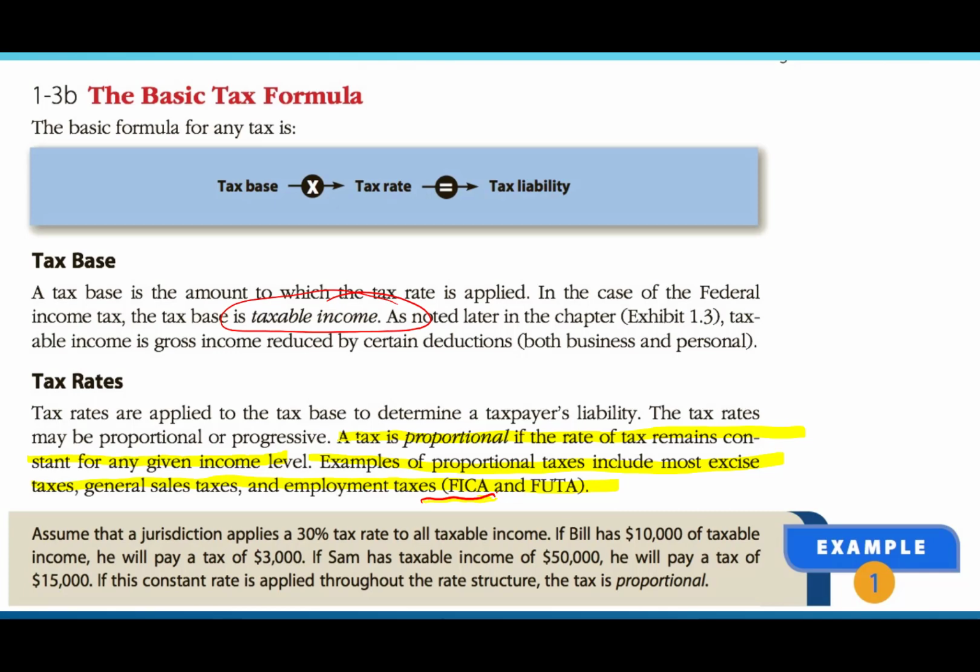Okay, the income tax is going to be considered progressive because what? It taxes you more the higher your income is, and so that would be called a progressive tax. Income tax is progressive.